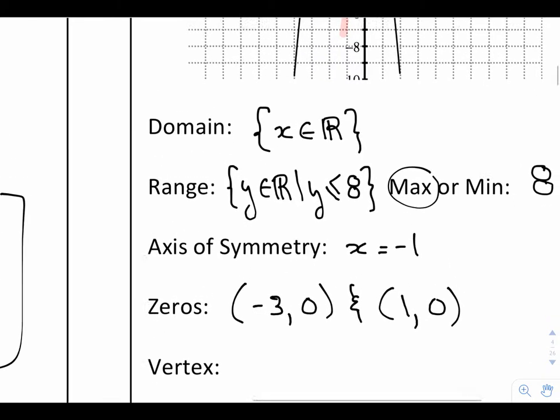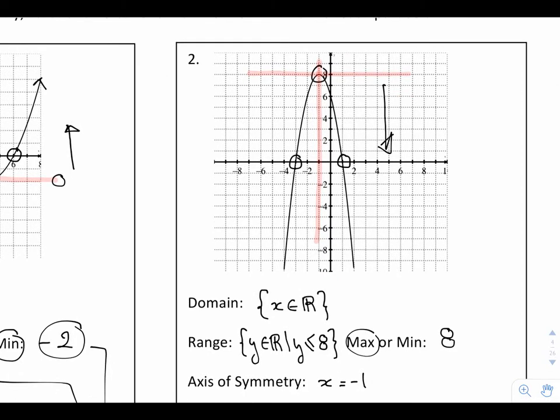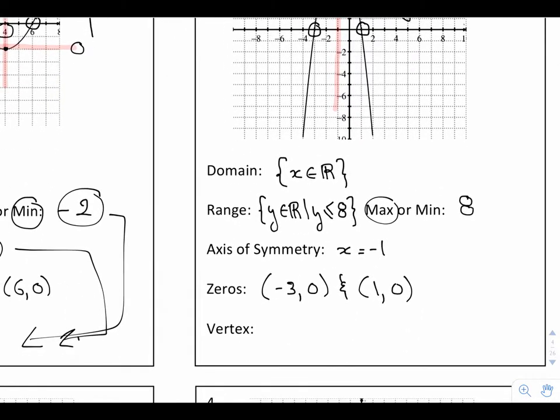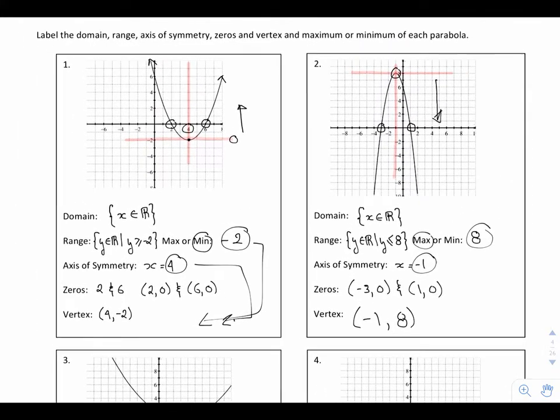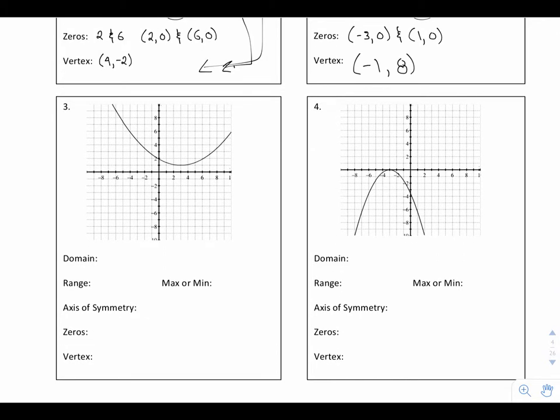And finally the vertex, which again by looking at the graph you can see it's up here, or you can just read it off these two points here. Either way will lead you to the same answer. So (-1, 8). So those are our first two graphs listing some properties of quadratic functions, of the parabolas there. Now let's move on to the next two, which are slightly different.